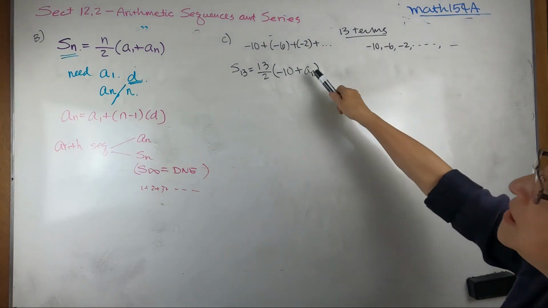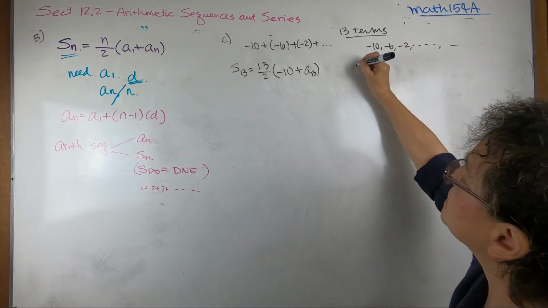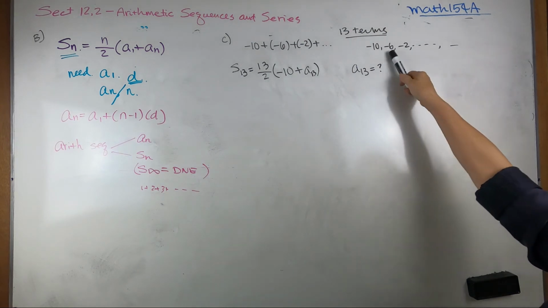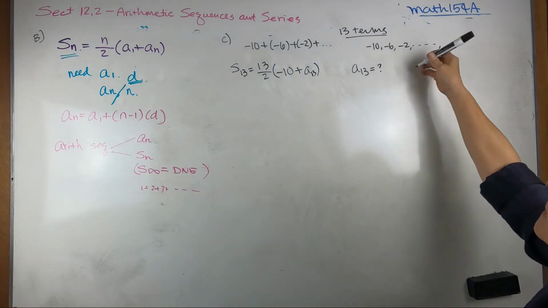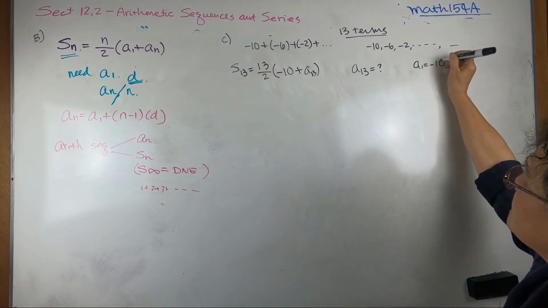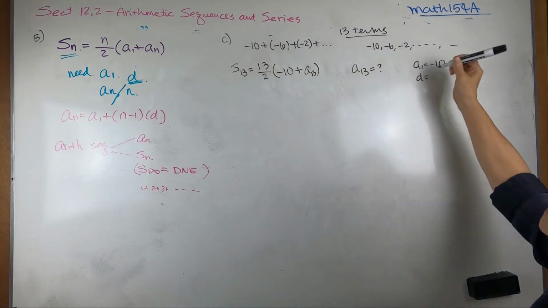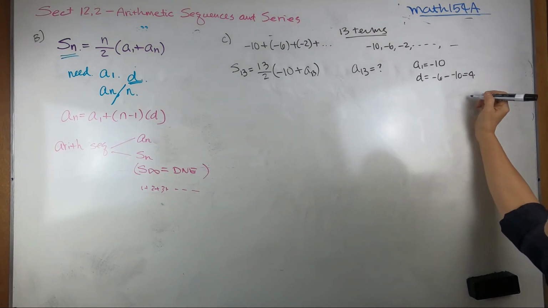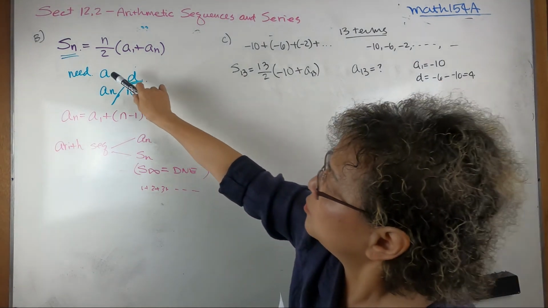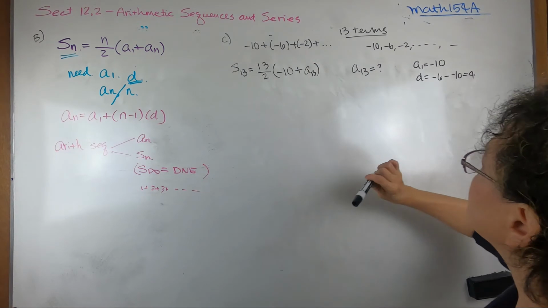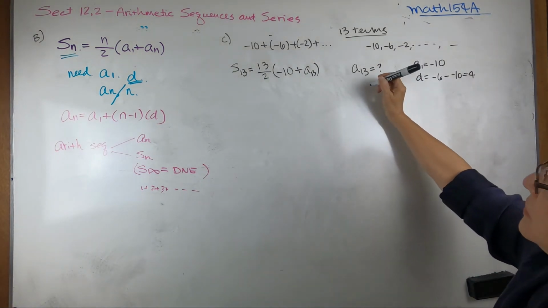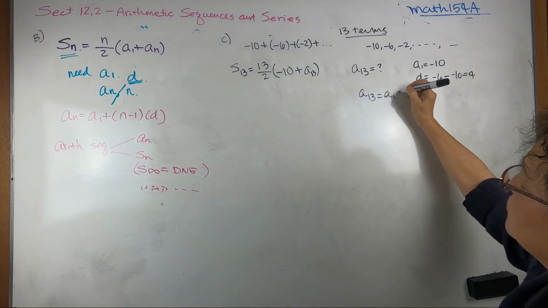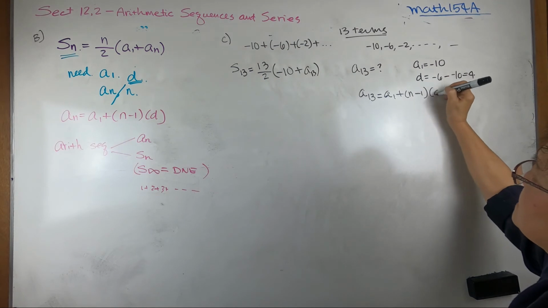Not yet, right? We need the 13th term to finish the sum. So we need to find A13. How can you find A13? You do have A1, which is -10. Your D is -6 minus -10, which is 4, right? Add 4. You do have A1 and D, but we don't have A13. Can we find it? Sure, because A13 is A1 plus (n minus 1) times D, right?